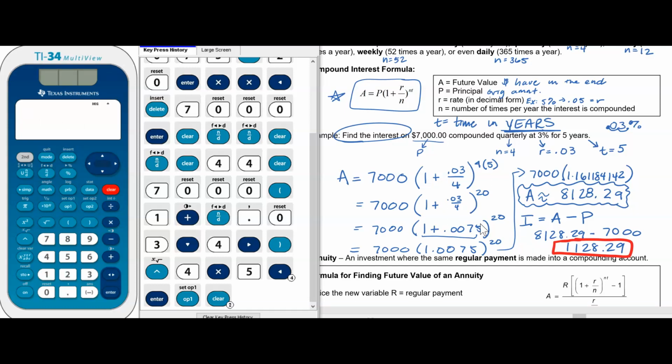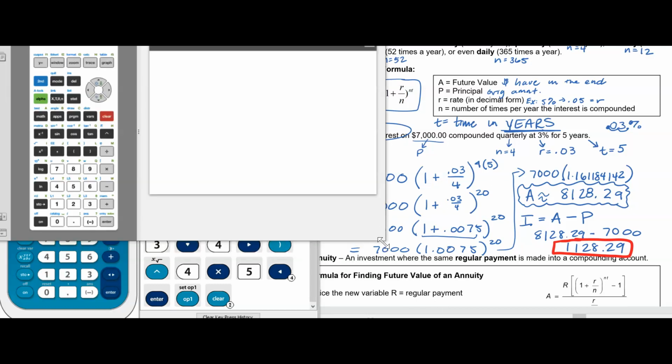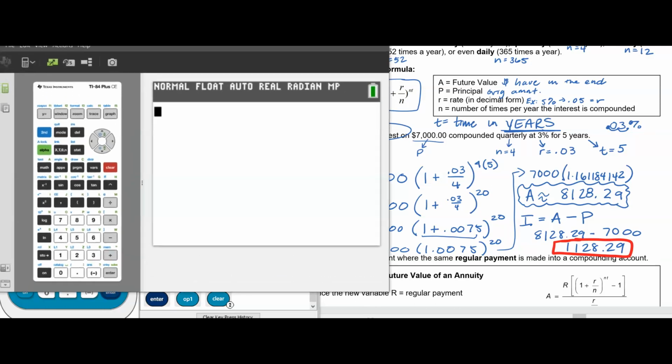And then just real quick, I'm not going to use the graphing calculator on a lot of these, but I just want to show you one time in case you do have a graphing calculator. This is the TI-84, and this will also work on the TI-83. You can, or it should, I believe. I actually have to go look that up.